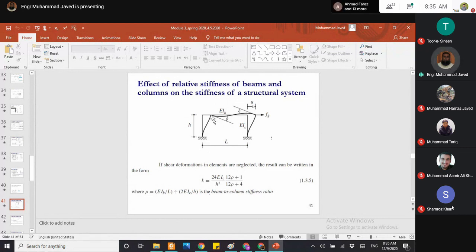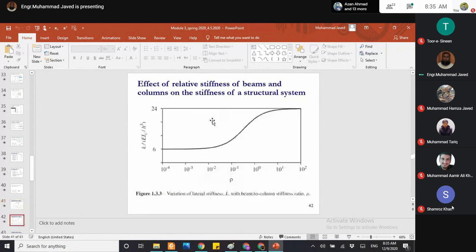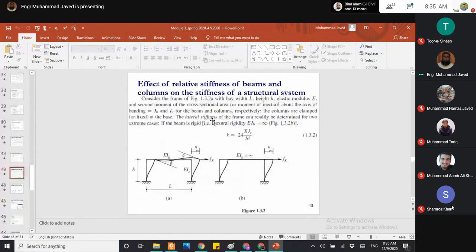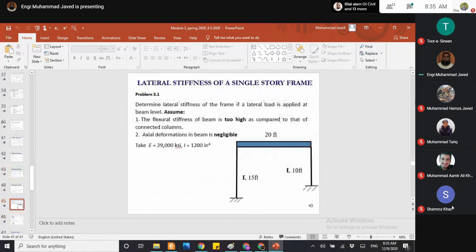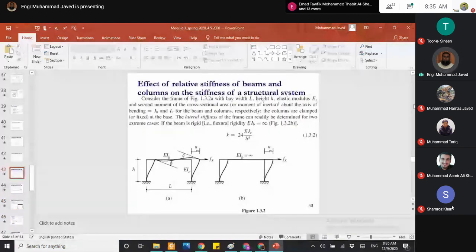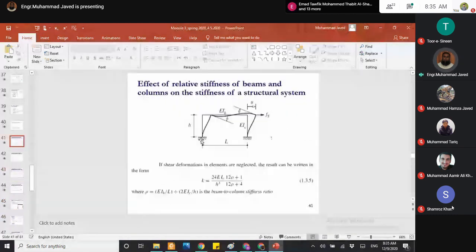On the other hand, if the stiffness of beam connected to the column is negligible, beam column joint acts as a free end and we can consider this column as a cantilever column. This is the summary of this topic.